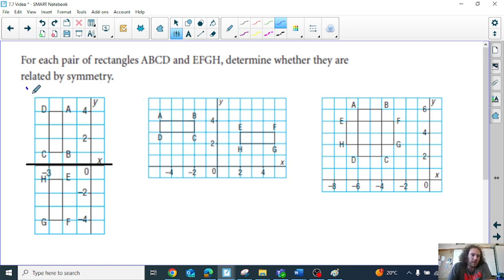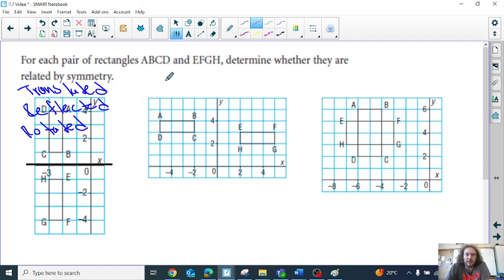So whereas this one can be translated, it can be reflected, and it can be rotated. This one can't be reflected. It can still be translated, and it can still be rotated, but there's no reflection that's going to take A, B, C, D and turn it into E, F, G, H.